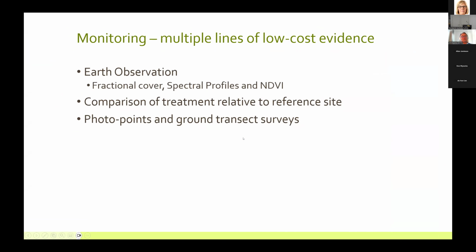What we've done is develop some low-cost lines of evidence using the fractional cover, spectral profiles, and NDVI to provide a line of evidence to the market of those interventions and management actions.